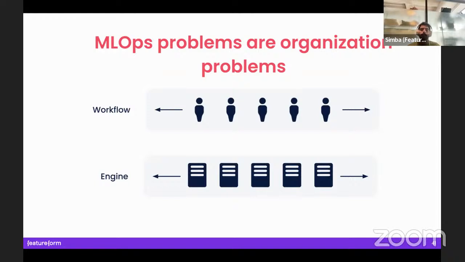A lot of people focus on engine problems. And engine problems are extremely important in the sense that if they're not solved, then the workflow problems almost aren't as important. But if you solve the engine problem, then almost always making something faster when it's already fast enough is not as valuable as focusing on the workflow and getting people to work faster and iteratively and collaboratively.